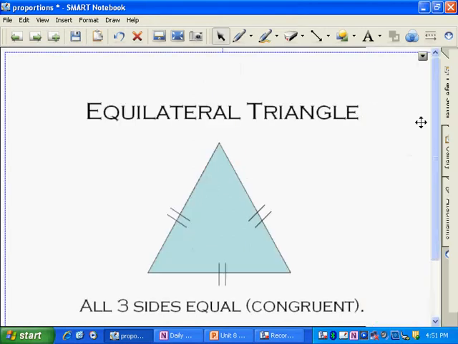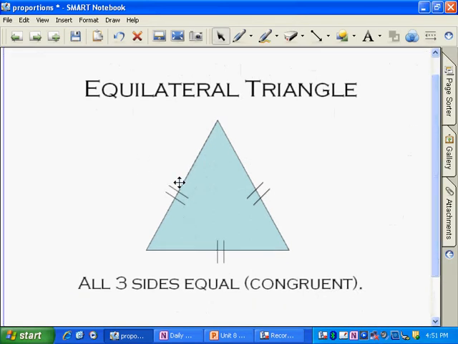Then you have an equilateral triangle, which by definition means that all three sides are equal, or the same length. I put two dashes here just to show you that all the sides with the two dashes are the same length. Since three sides have dashes, three sides are the same length. It could be one dash. I just used two to show you that it could have one or two or even three dashes.